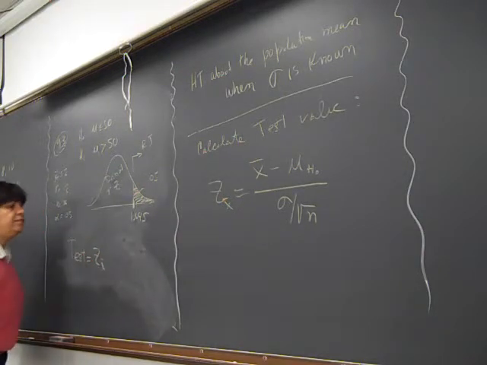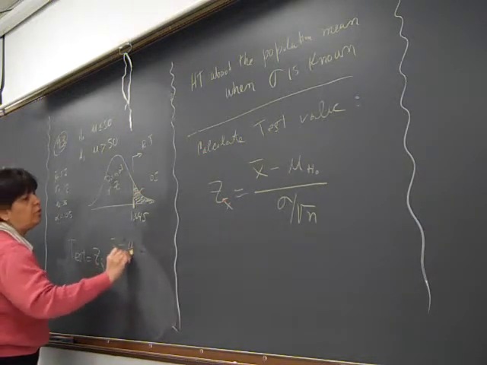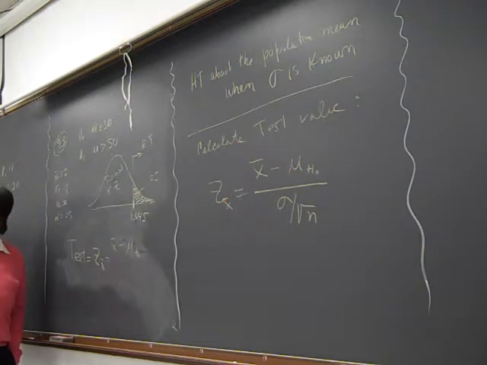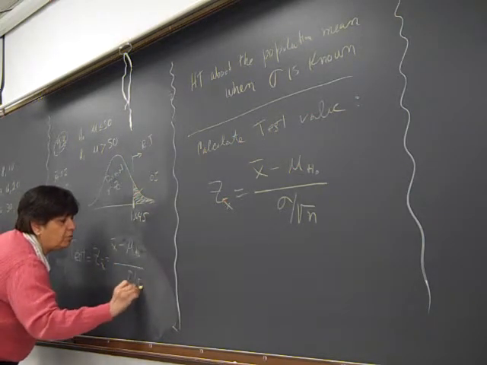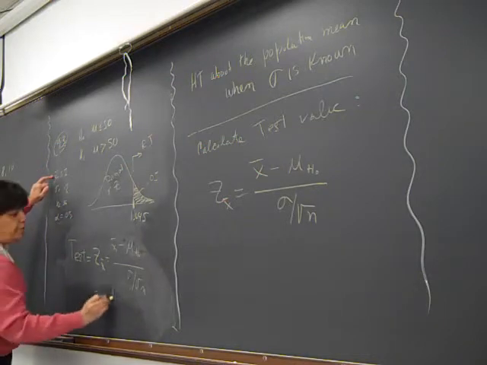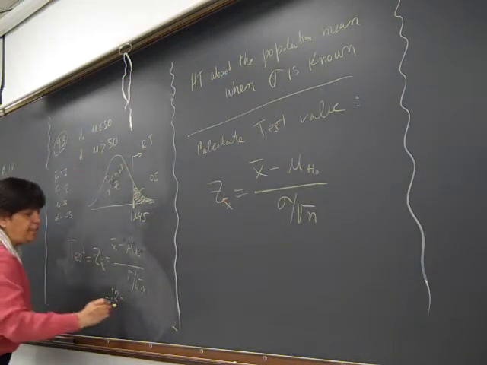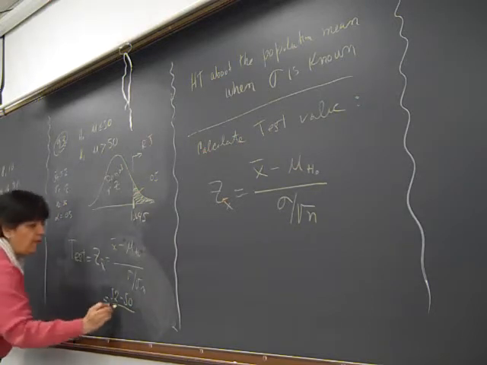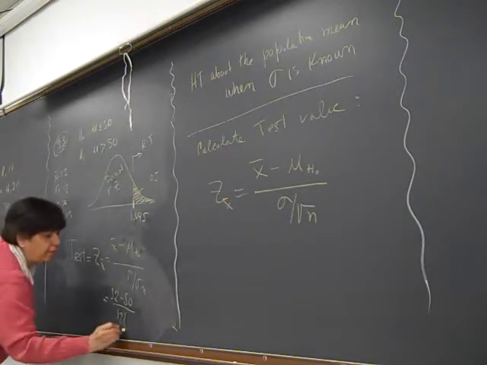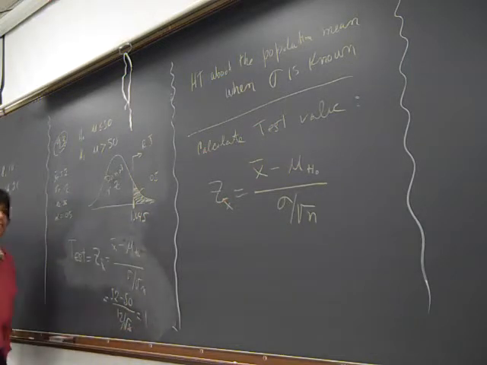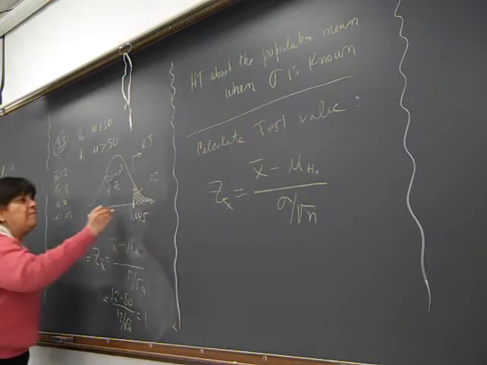Your book calls it Z of X bar. What is it equal to? Equal to X bar minus mu from the null hypothesis divided by sigma over square root of n, and that is equal, X bar is 52 minus 50 divided by 12 over the square root of 36, and this is equal to 1. So my test value is equal to 1. Where is my 1 over here? This is 1.645. Okay, my 1 is here.